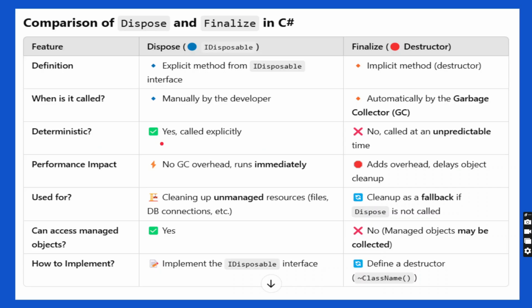Deterministic: yes for dispose, called explicitly because we decide when it should be called. And no for finalize, called at an unpredictable time. Performance impact: dispose has no GC overhead and runs immediately. Here GC means garbage collector. Finalize adds overhead and delays object cleanup. Usage: dispose is used for cleaning up unmanaged resources, files, DB connections, etc. Finalize cleans up as a fallback if dispose is not called.